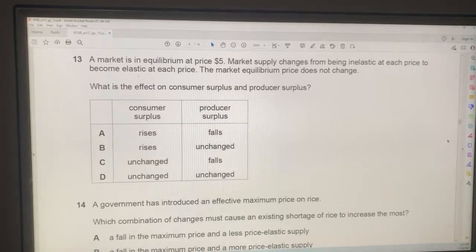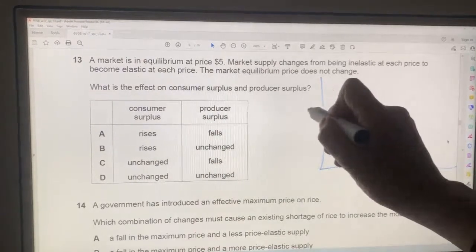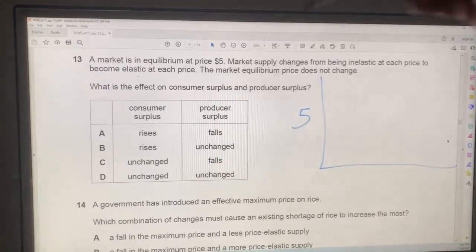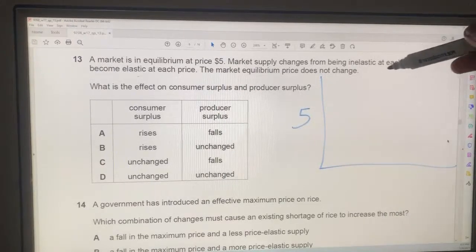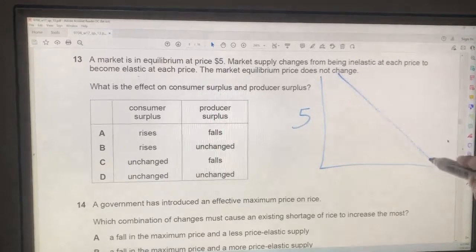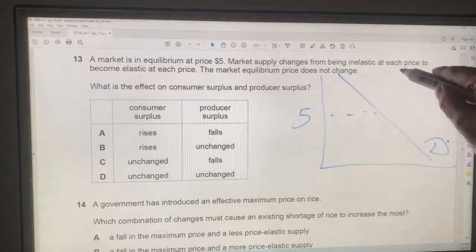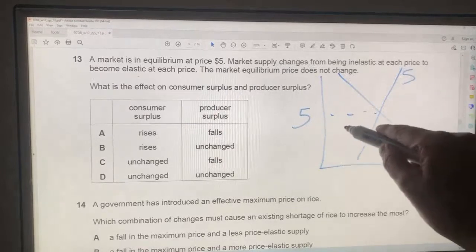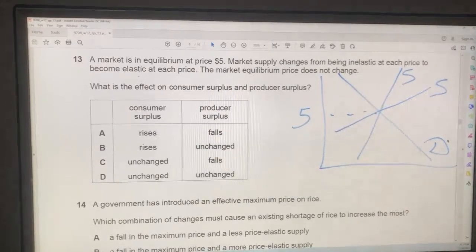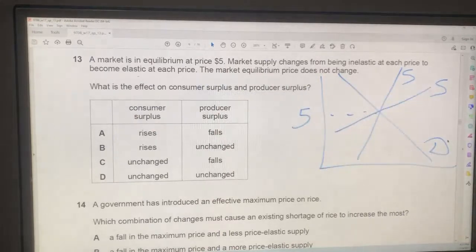Question 13. It says a market is in equilibrium at price $5. And market supply changes from being inelastic at each price to becoming elastic at each price. Oh, and the market equilibrium price does not change. So we're going to stay here, and market supply changed from being inelastic, here's an inelastic supply, to elastic supply at each price. What effect on consumer surplus and producer surplus?